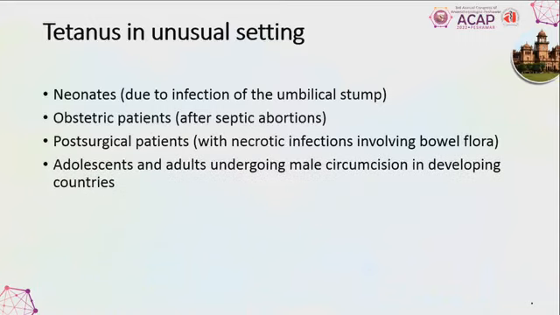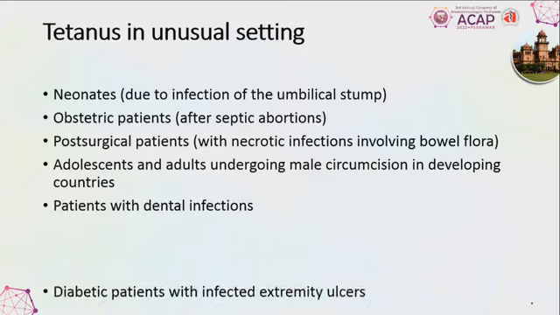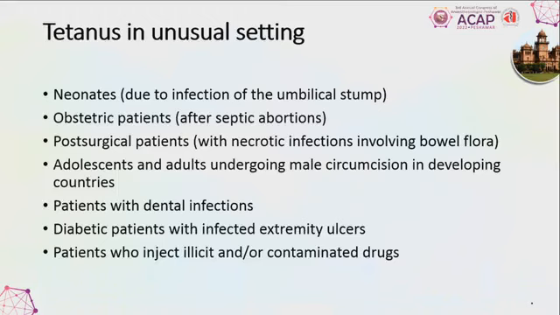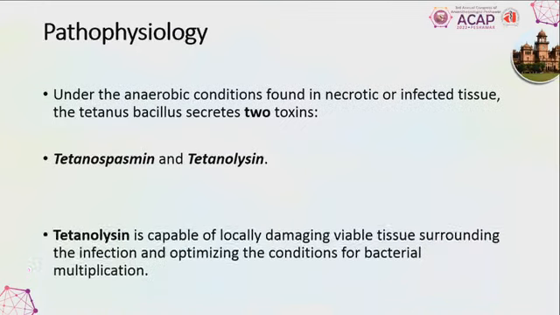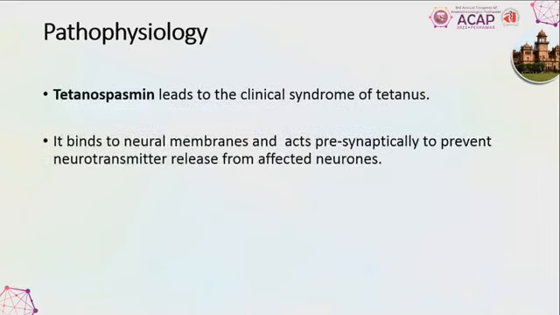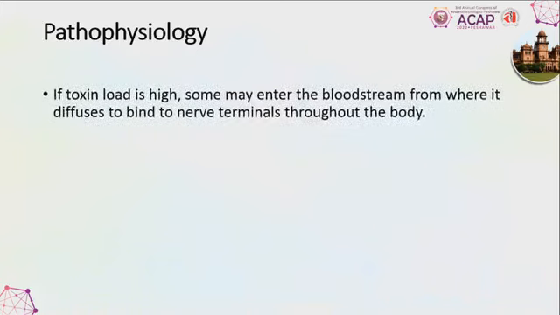Post-surgical tetanus occurs in adolescents after circumcision in dirty places, in patients with dental infections, diabetic patients with infected extremity ulcers, and patients using dirty syringes. We should also know a little about the pathophysiology of the disease. It is because of the release of two enzymes, tetanospasmin and tetanolysin. Tetanolysin is capable of locally damaging viable tissue surrounding the infection and optimizing conditions for bacterial multiplication. And tetanospasmin leads to all the clinical syndromes, that is, the clinical features of the disease.